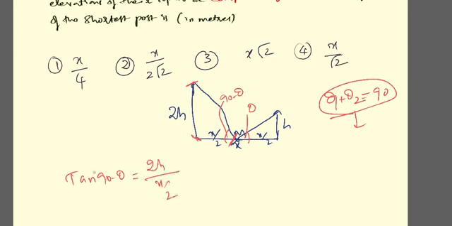So what is tan of 90 minus theta, friend? This is nothing but cot theta. Cot theta is nothing but, 2 will go up, so it will become 4h by x.